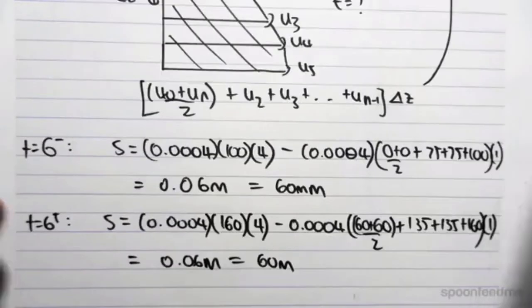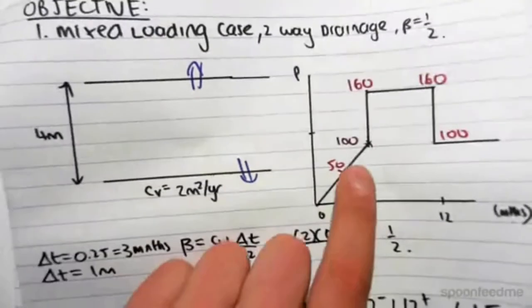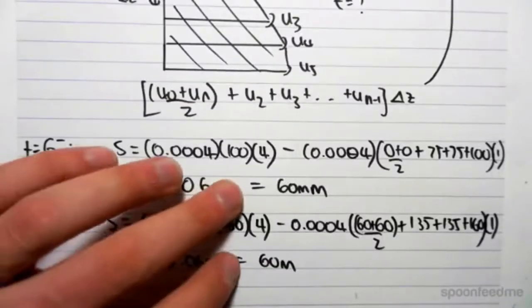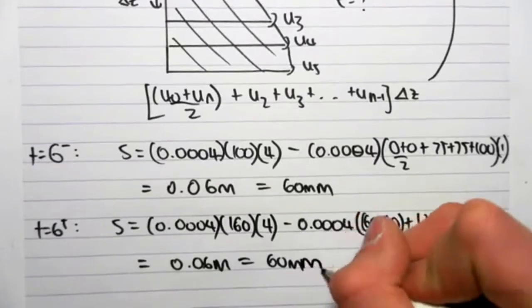It should make sense because we're actually looking at a point. Although we've said it's 6 minus and 6 plus, it's still at time equals 6, and that settlement should be the same, which it is, and that's 60 millimeters.